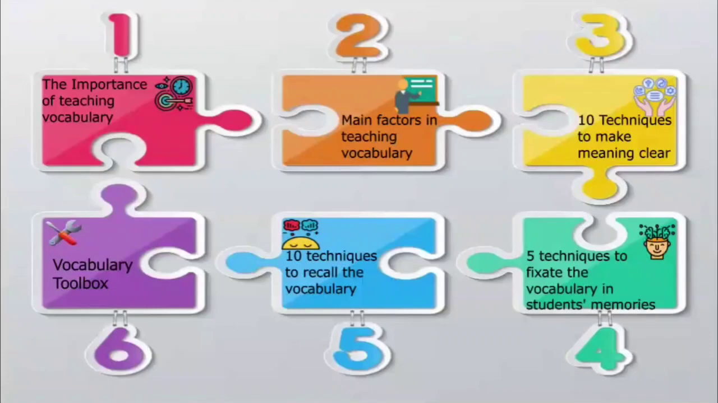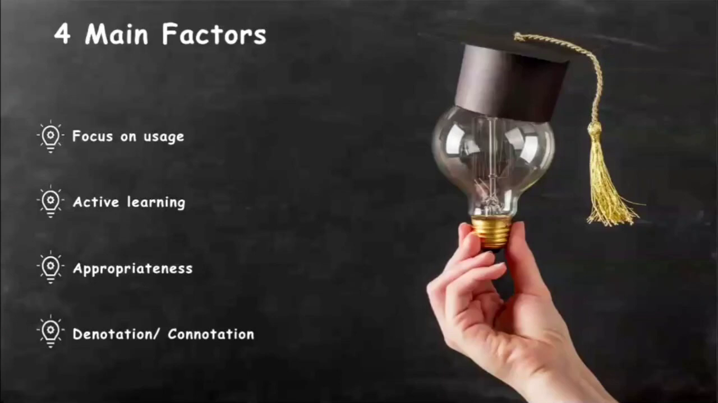In the previous video, we mentioned the importance of teaching vocabulary. In this one, we're going to talk about main factors in teaching lexis. Let's see what those main factors are. There are 4 main factors: focusing on the usage, active learning, appropriateness, denotation, and connotation.